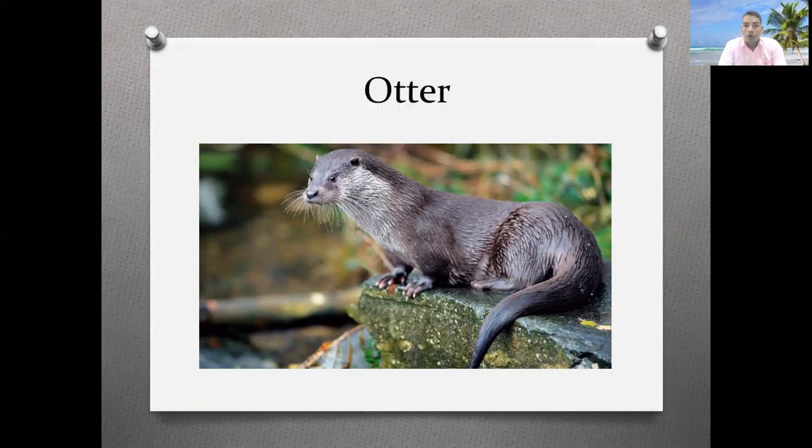Otter, O-T-T-E-R, otter. Okay, this one is dangerous from the mouth. He can kill many small animals. His name is otter.